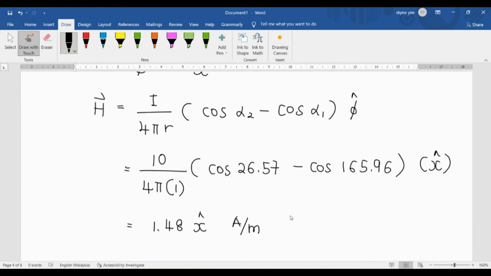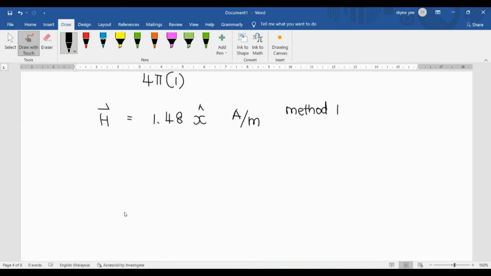So this one you get by using method 1. Now I'm going to show you how to get the same answer by using method 2, which is this one.